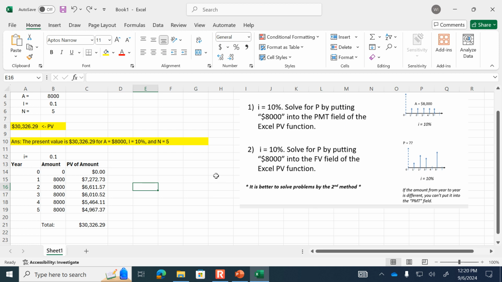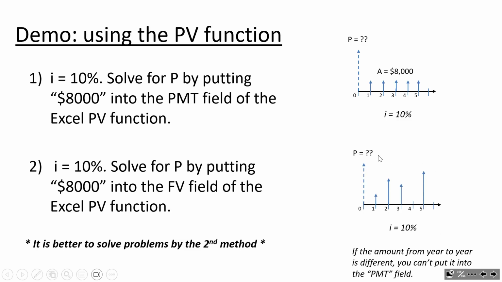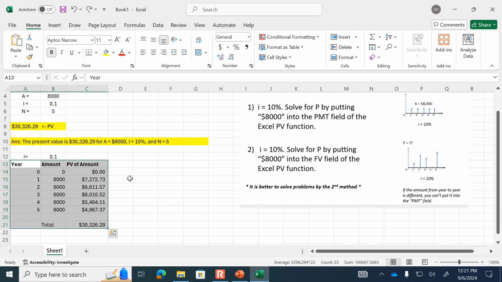So it's better to solve problems this way just because it gives you the flexibility of what if you've got a cash flow situation that's changing over time. So this is showing an irregular cash flow. And if you put the values here into the find P given A, it's not constant amounts, it's irregular amounts. So this approach of year, amount, PV of amount, and then summing it at the end is a way to ensure you've got flexibility.